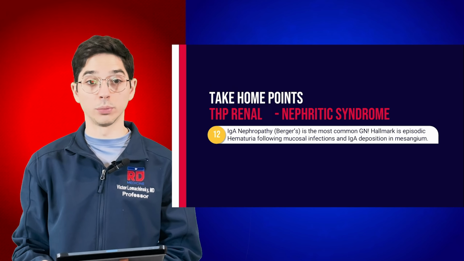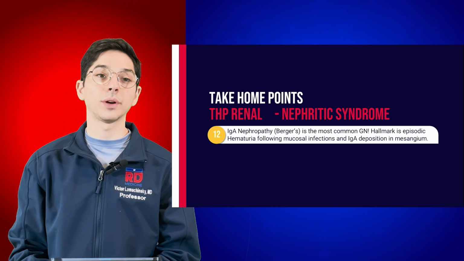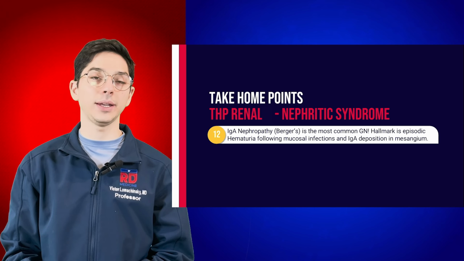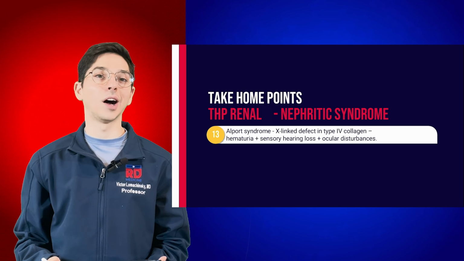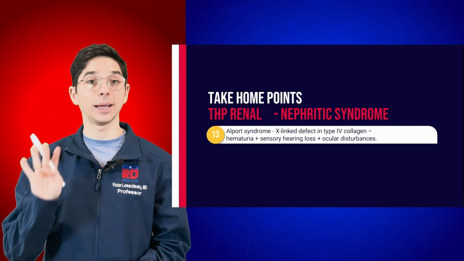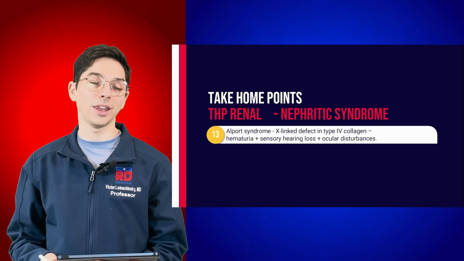IgA nephropathy or Berger disease is the most common form of glomerulonephritis. It's characterized by episodic hematuria following mucosal infections and IgA deposition in the mesangium. Lastly, Alport syndrome is an X-linked disorder, which is caused by a defect in type 4 collagen. It's associated with hematuria, sensory hearing loss, and ocular abnormalities.